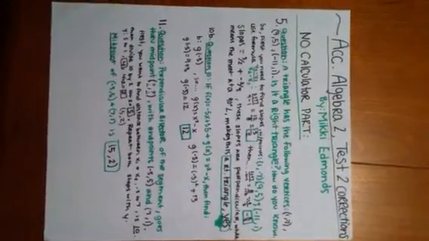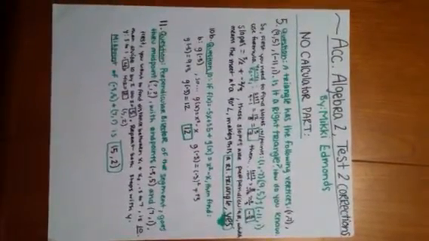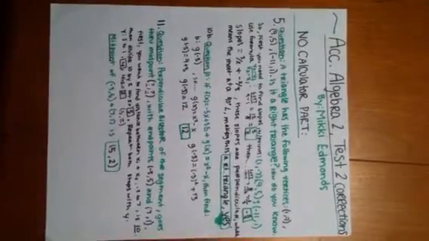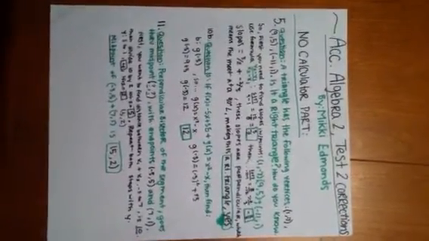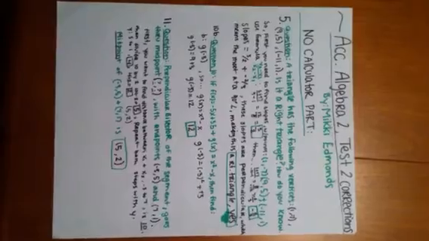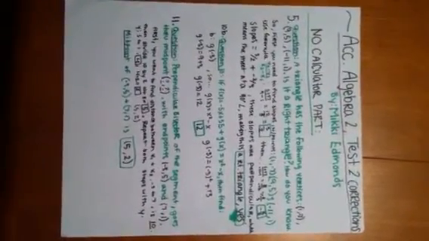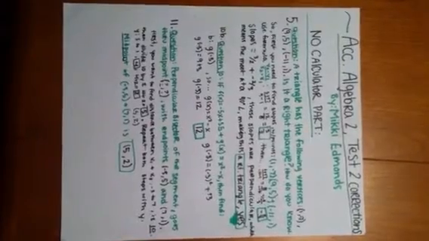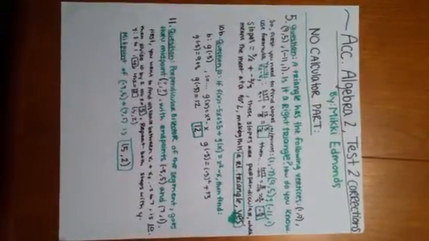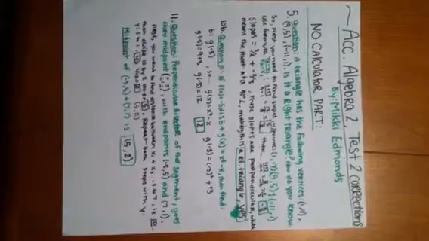The question is, a triangle has the following vertices: (1, -7), (9, 5), and (-11, 1). Is this a right triangle? How do you know? So first you need to find slopes with the points you're given. And the formula you use is y2 minus y1 over x2 minus x1.